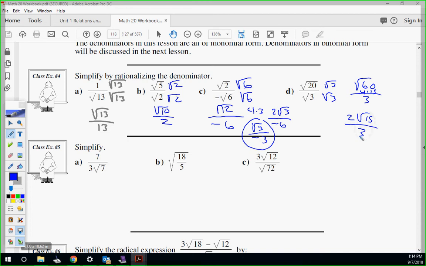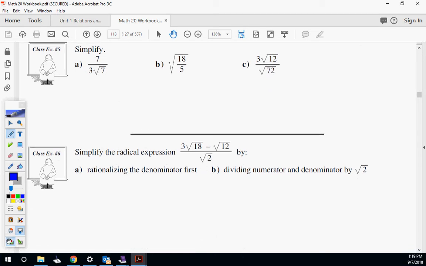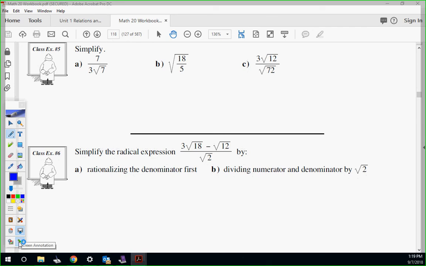Okay, we got one more set and then a little bit of a challenge one I'll let you guys try here at the end. Not really a challenge one, just a little bit harder. Okay, so simplify this one. So let's go root 7. We don't really care about the 3, okay? Because the 3 is not a radical. So we'll have 7 root 7.